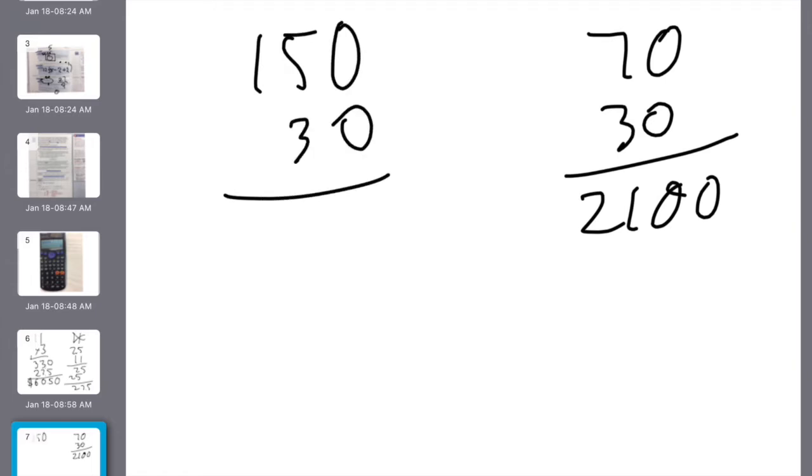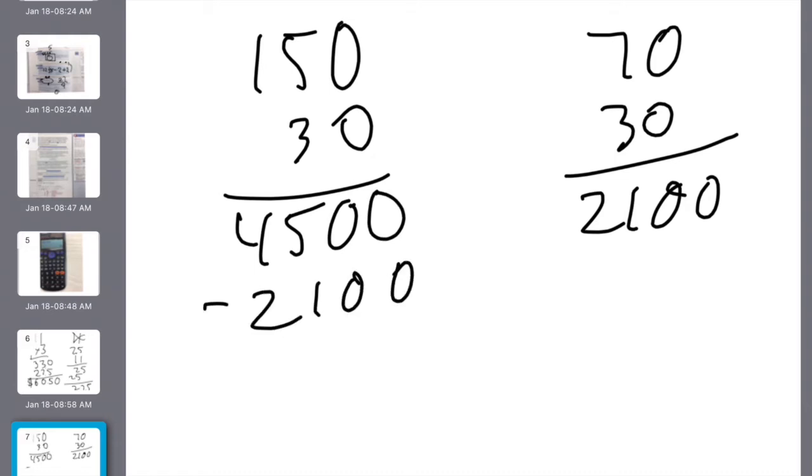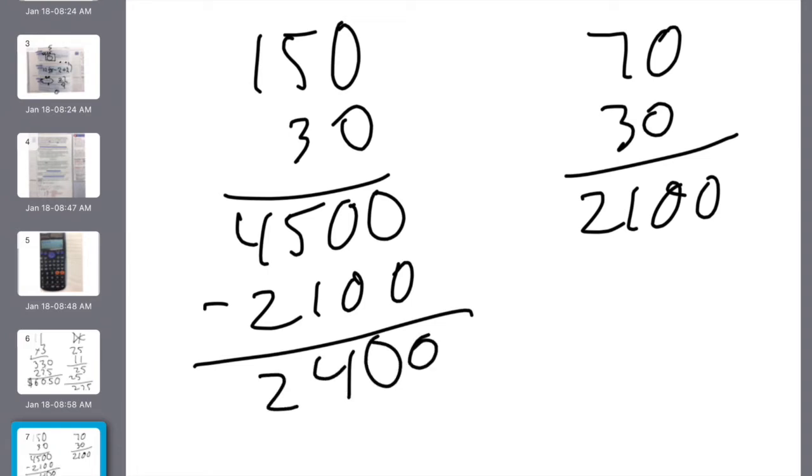So if she's resting, I have 70 times 30. Well, 7 times 3 is 21. Slap on those 2 zeros. If she's jogging, she's doing 150 times 30. So I do 15 times 3, and I get 45, and slap on those 2 zeros. Now, they said, what's the difference between those two? So I have to subtract them.